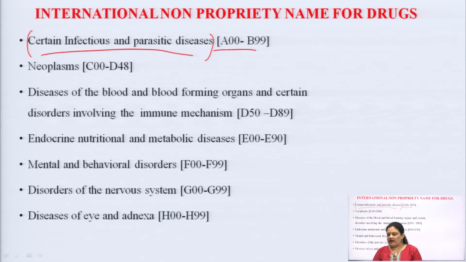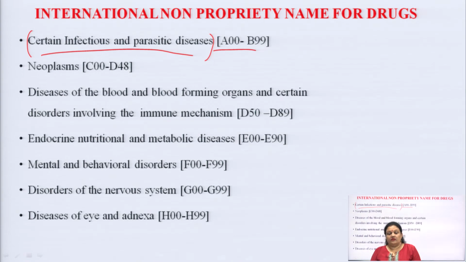Next is the endocrine related disorders, or we can say the nutritional as well as metabolic diseases. Here we have discussed one example, the metabolic disorder, one is the diabetes mellitus type 2 basically. Okay. The code given for this class is E00 to E90 within bracket.